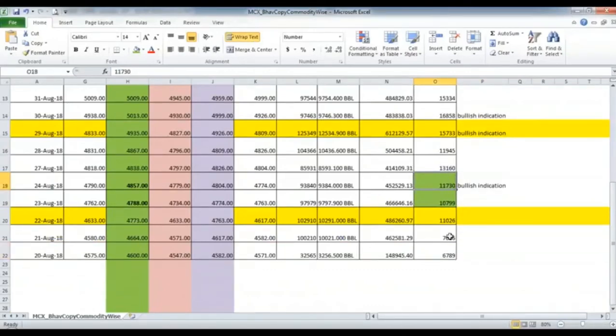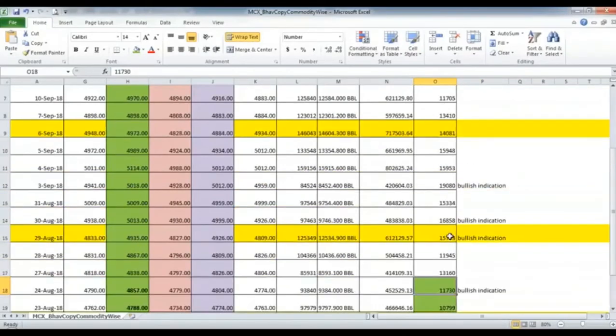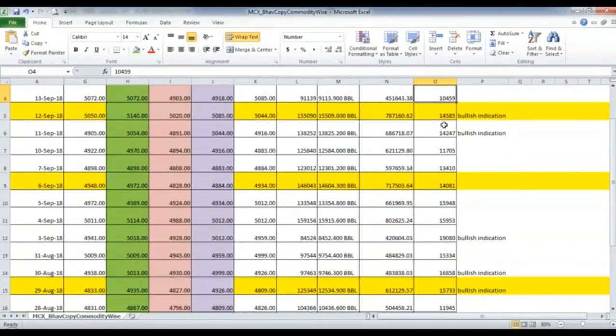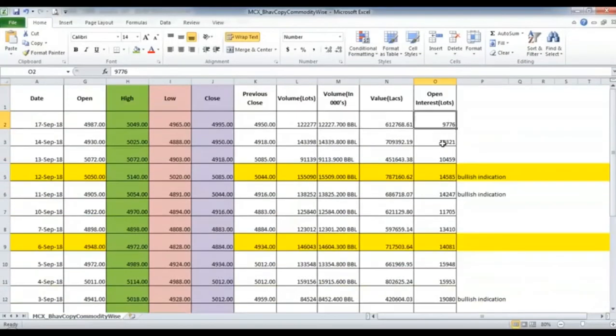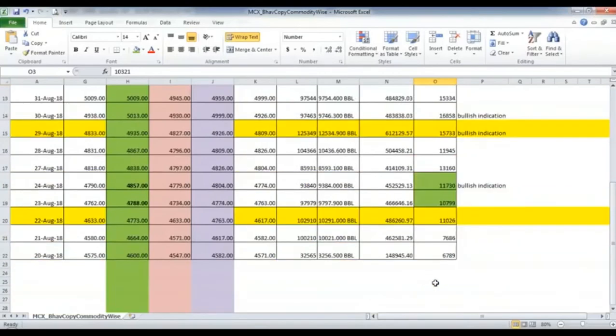So you can try to decode based on the open interest, OI, using a simple method. The method is quite simple, so you will use this.